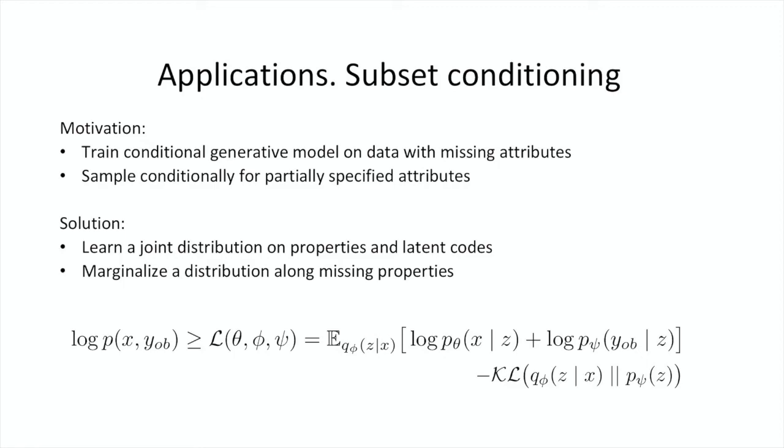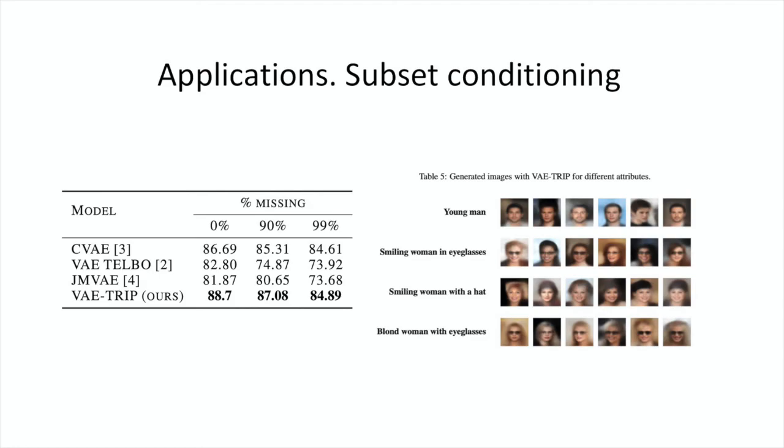TRIP allows us to solve the subset conditioning problem, a conditional generation with some unspecified properties, without a direct missing values imputation. We also derived an evidence lower bound for partially labeled datasets. Experiments show an improved result for the subset conditioning problem, especially for high attribute missing rates.